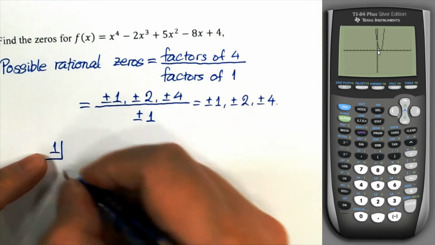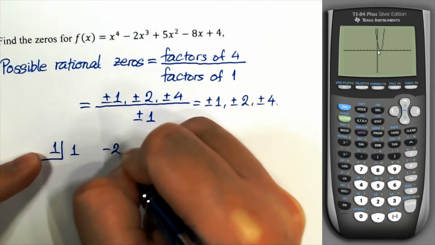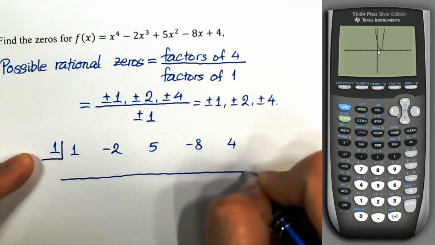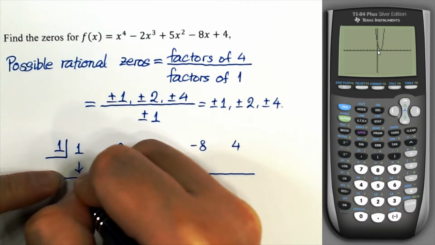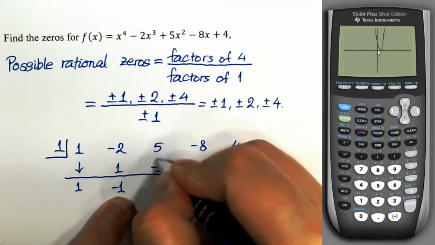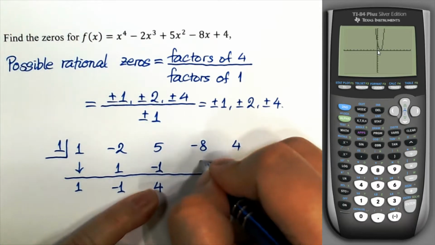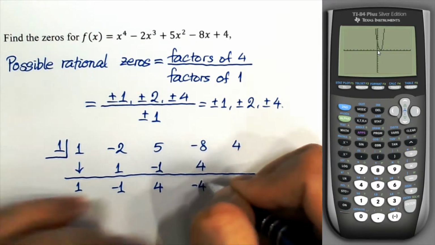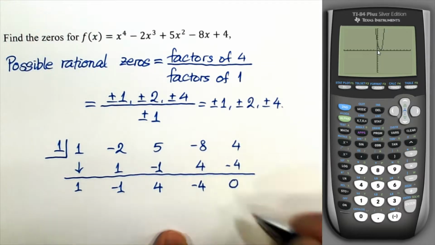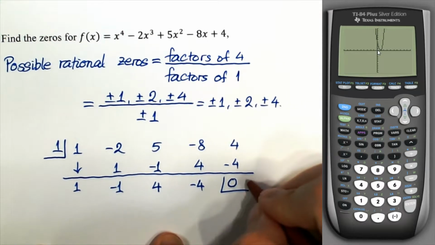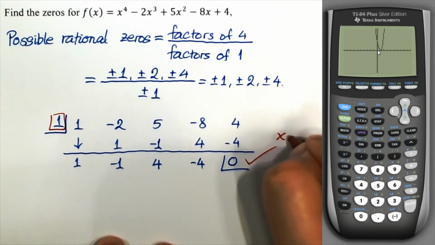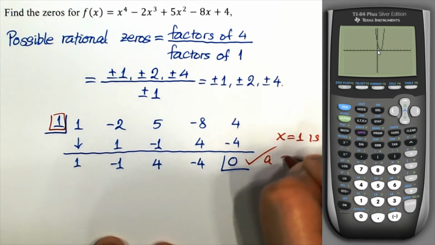Right, so try 1. Carry down the 1. 1 times 1 is 1. Negative 1: 1 times negative 1 is negative 1. It's 4. Multiply. And then multiply 0. So our remainder is equal to 0. So this must be a zero. So we write x equal to 1 is a zero.